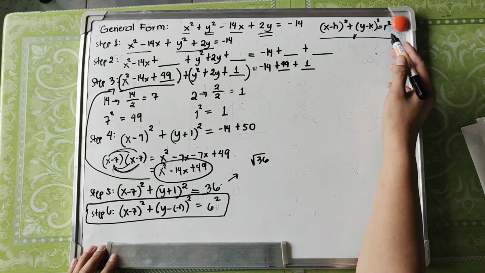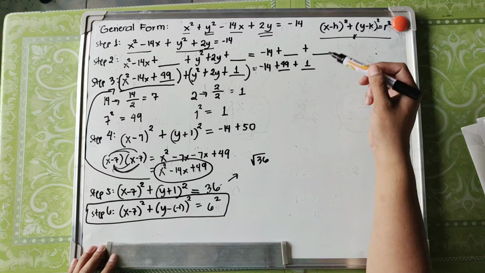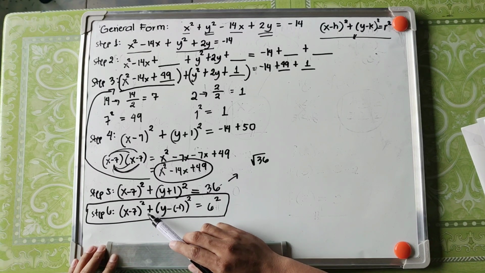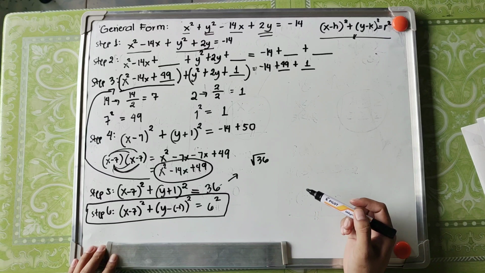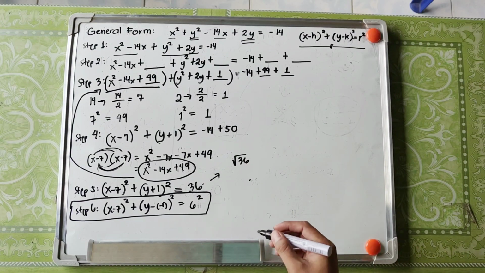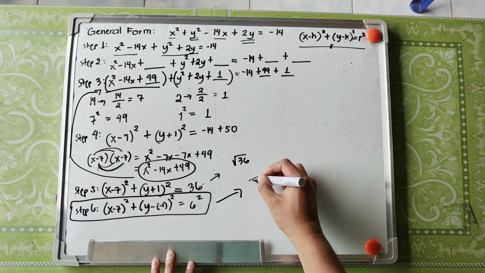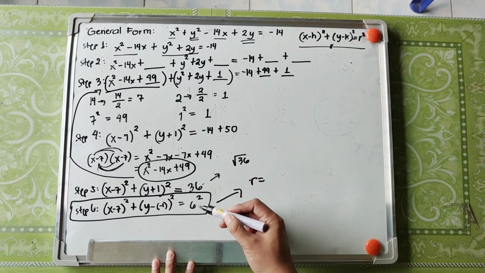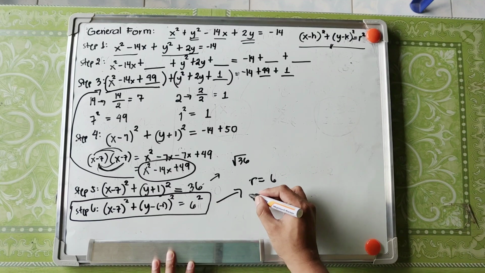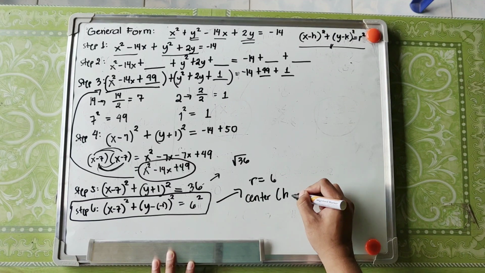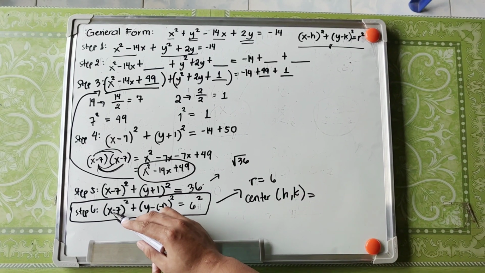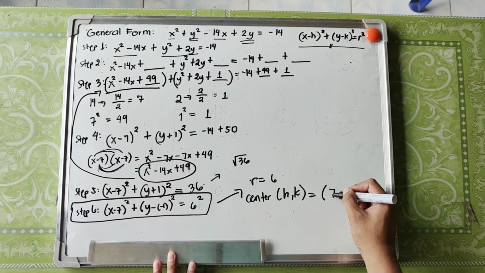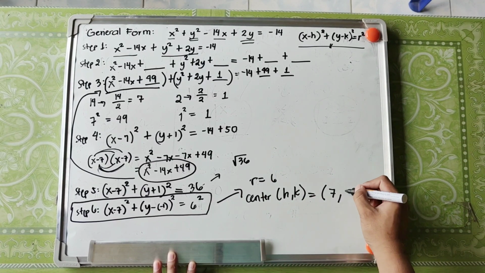But for us to find the center and the radius, we need to make it in the form of the standard form: the quantity of (x minus h) squared plus (y minus k) squared is equal to r squared. So, what is our radius? Our radius is 6. And our center (h, k) is 7 and negative 1.